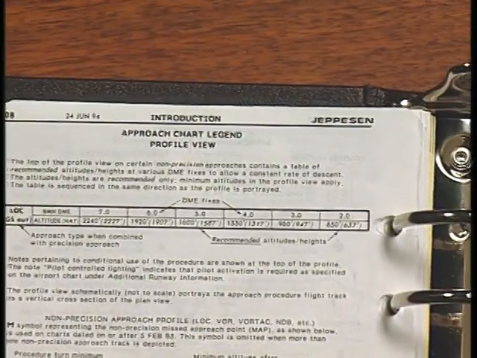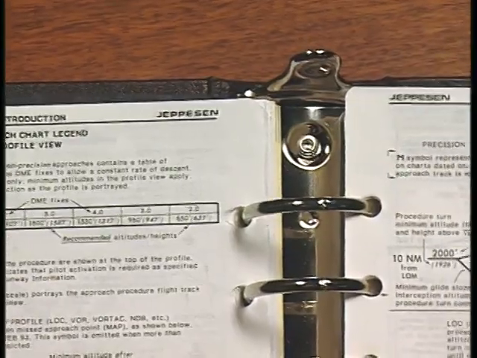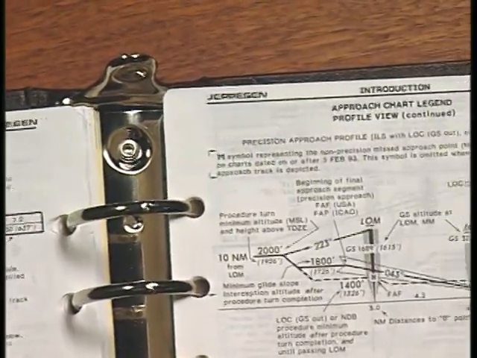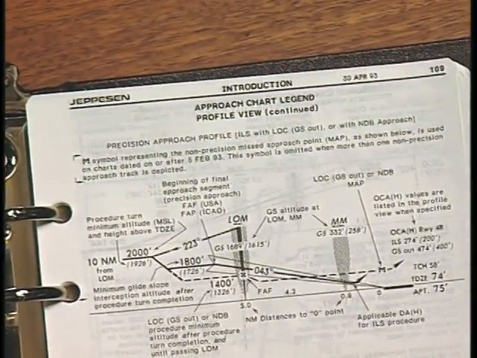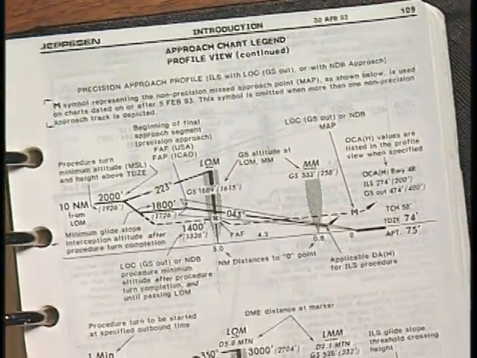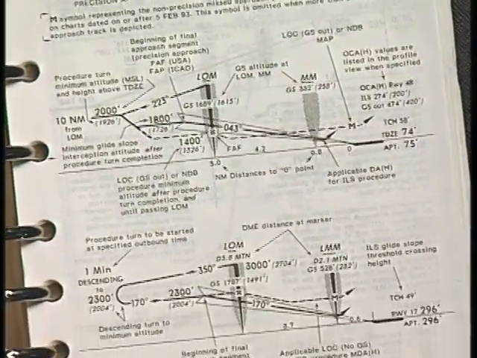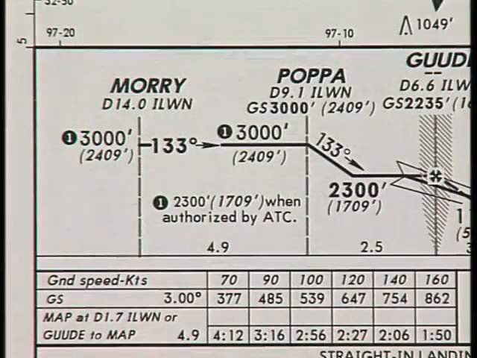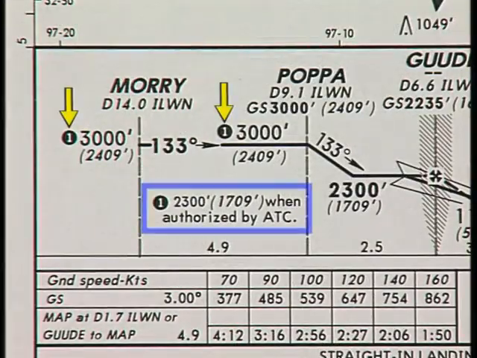Now let's take a look at a few variations that may appear in the profile view of an approach chart. It is important to look at some of these differences. However, keep in mind that additional information can be found in the chart legend pages. The circled number refers you to a note located elsewhere in the profile view.